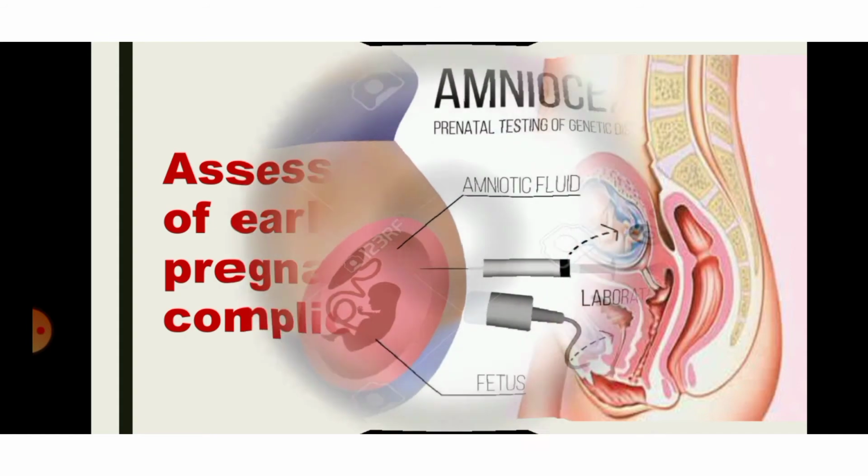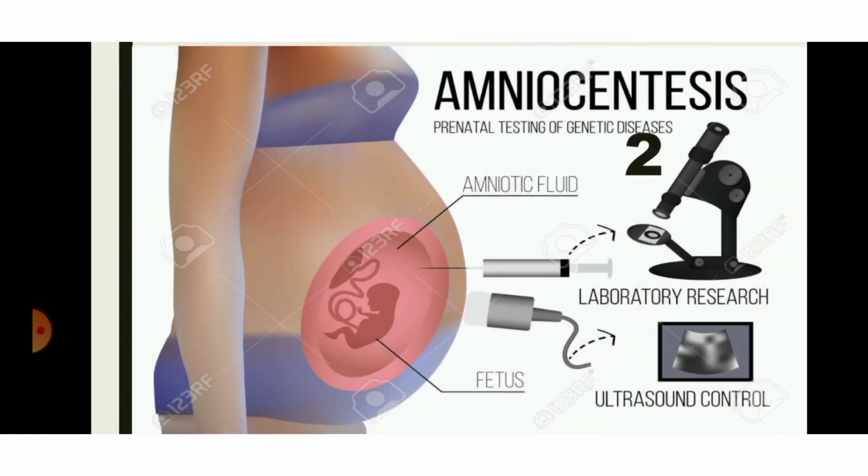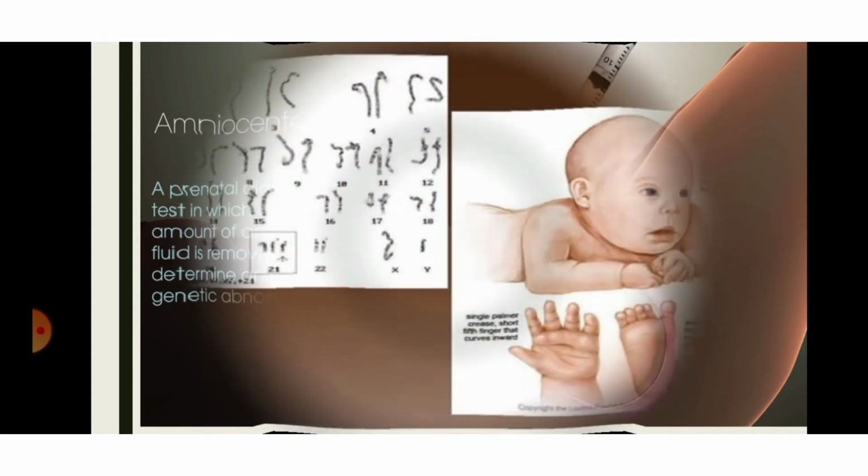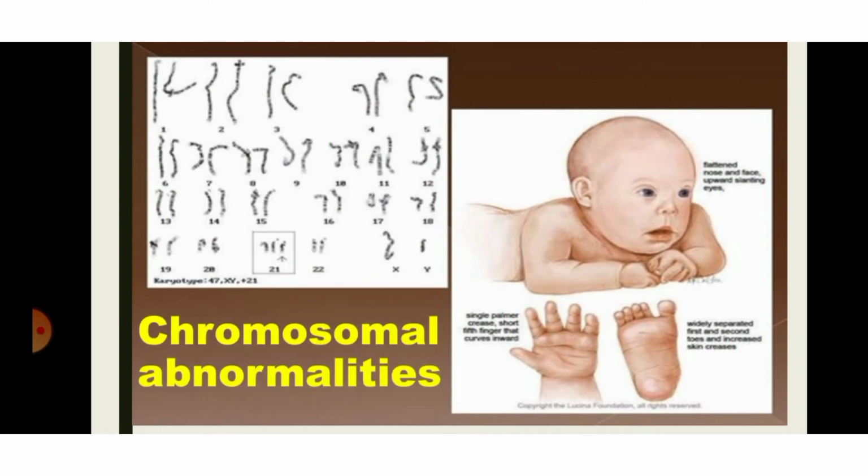The next method is the amniocentesis. Amniocentesis involves taking a small sample of the amniotic fluid that surrounds the fetus to diagnose for chromosomal abnormalities.